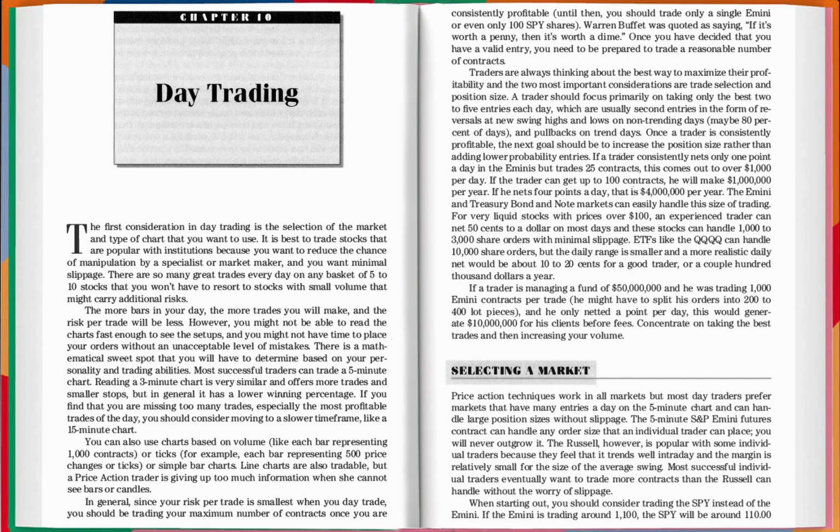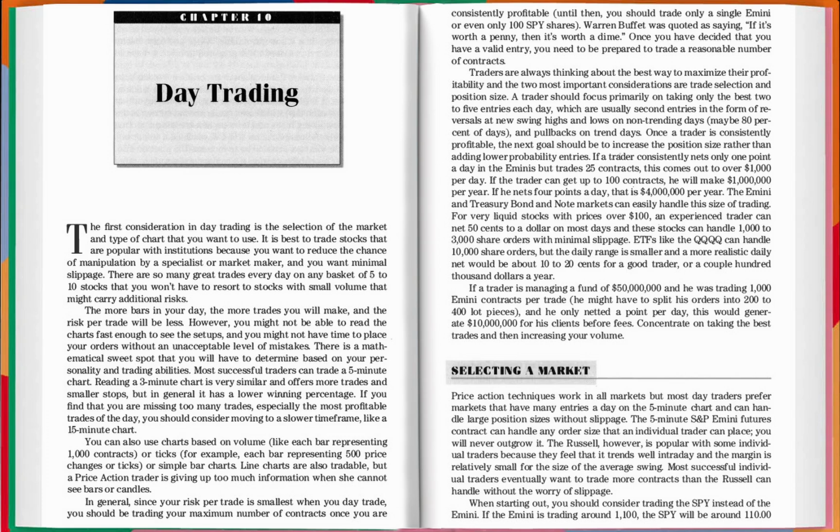Selecting a market. Price action techniques work in all markets, but most day traders prefer markets that have many entries a day on the 5-minute chart and can handle large position sizes without slippage. The 5-minute S&P E-mini futures contract can handle any order size that an individual trader can place. You will never outgrow it. Russell, however, is popular with some individual traders because they feel that it trends well intraday and the margin is relatively small for the size of the average swing. Most successful individual traders eventually want to trade more contracts than the Russell can handle without the worry of slippage.